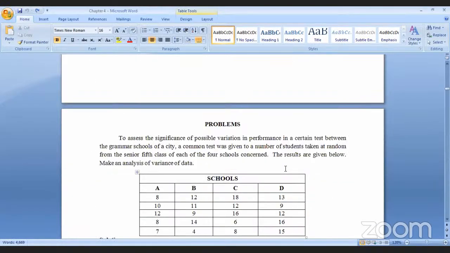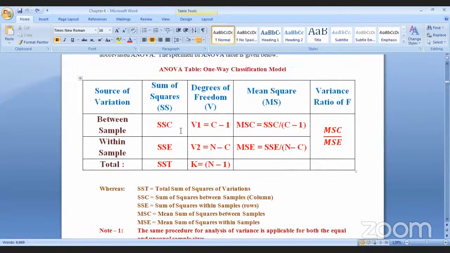So you see sum of squares SSC 50, V1 3, MSC also. Go to the table. See SSC value here 50, C minus 1, 4 minus 1, here 3, that's 16.7. MSC is equal to SSC by C minus 1. So these values we got. Okay? Then we need to find out these values within samples. Between samples completed, we need to find out within samples.